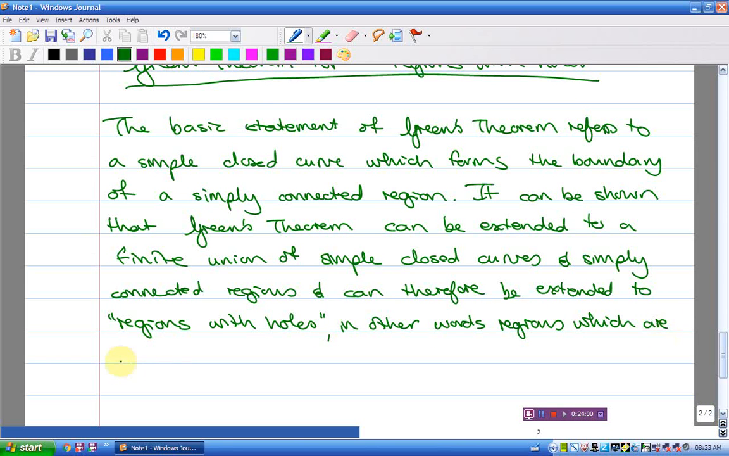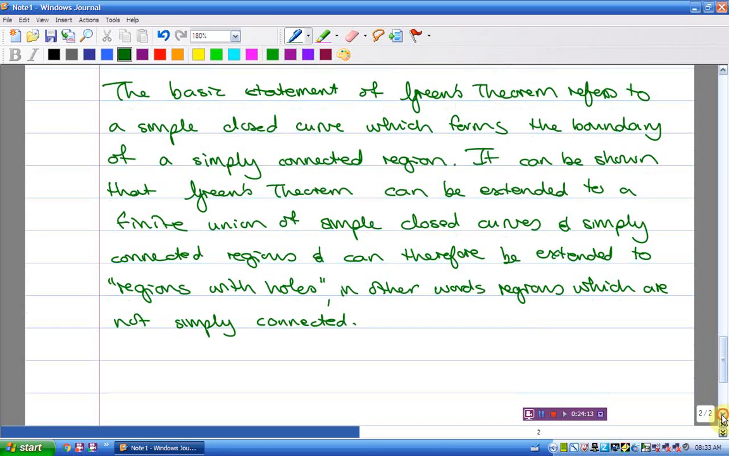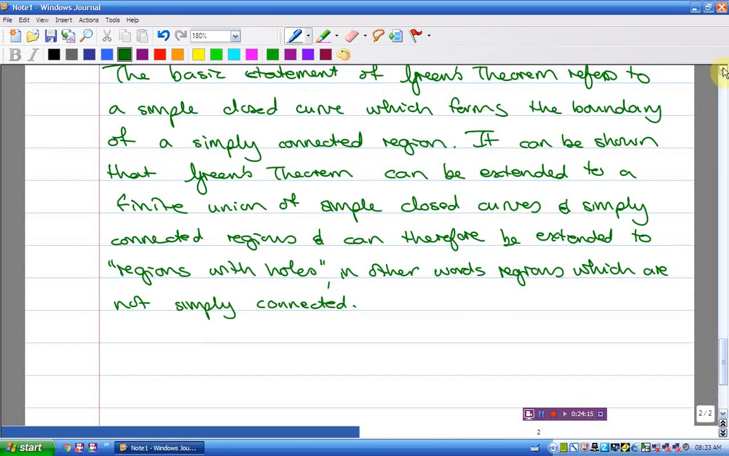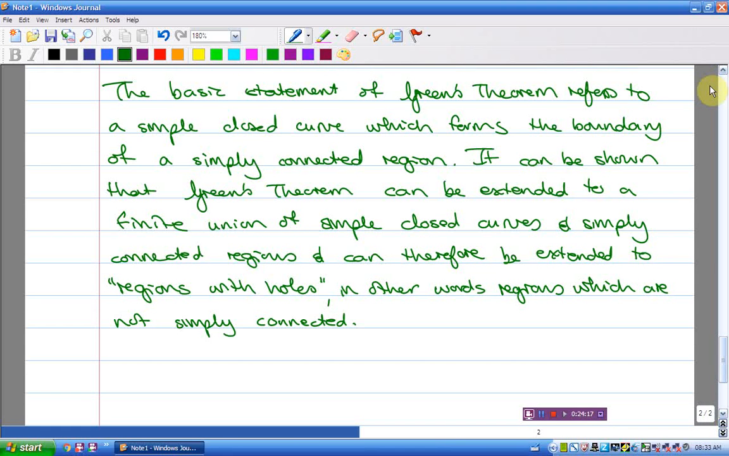Which are not simply connected. Okay, all right. And then the proof, I'm not going to give you a detailed symbolic proof, but I'm going to draw pictures and give you some little formulas to show you what the basic idea behind the proof is.